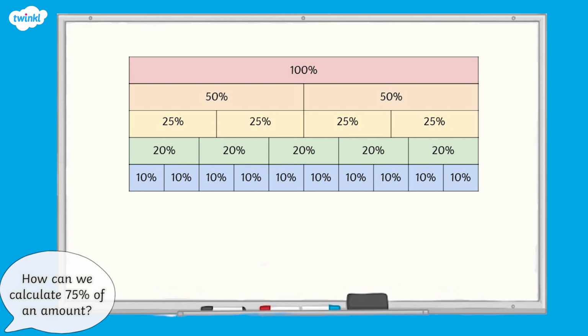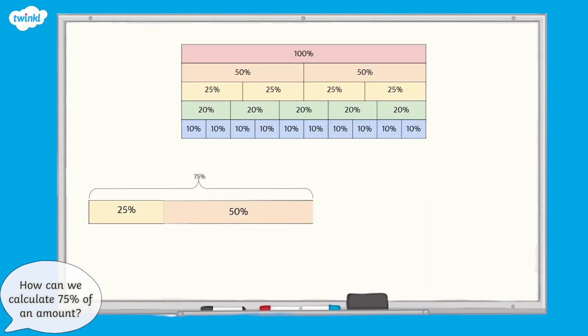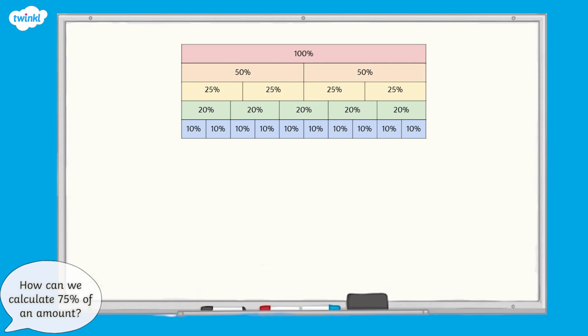While there are lots of different ways we can make 75%, here are some possibilities. We could find 50% and 25%, then add them together. We could find 25% and multiply by 3. We could find 20%, 20%, 10% and 25% and add them all together, although this wouldn't be as efficient as the other methods. We could also use subtraction. We could find 100% and 25% and then subtract the 25% from the 100%.